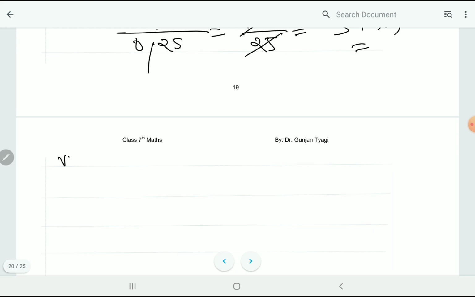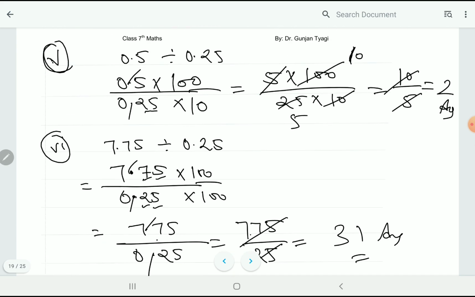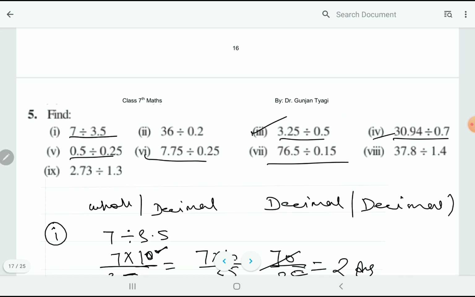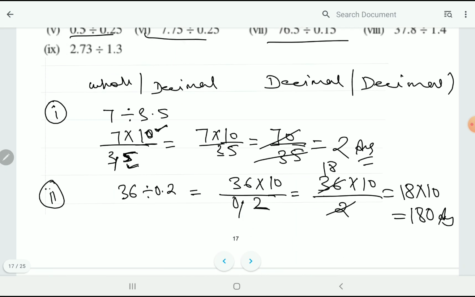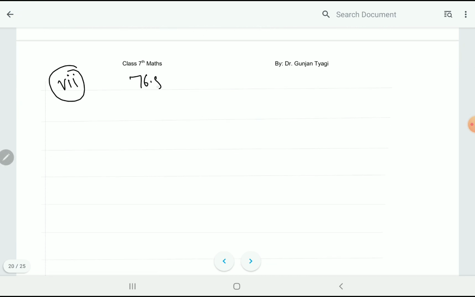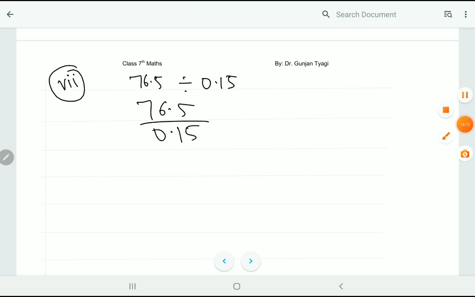Let's do the seventh part of the same question. Seventh part is 76.5 divided by 0.15. Now the place of decimal is not the same in the numerator and denominator, so I'll have to remove the decimal.